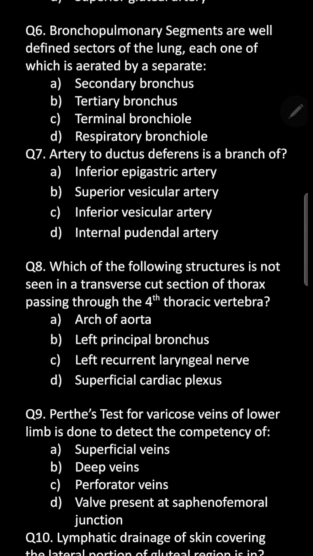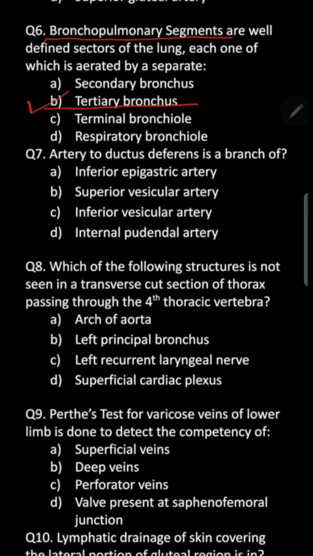Bronchopulmonary segments are well-defined sectors of the lung, each one of which is aerated by a separate secondary bronchus, tertiary bronchus, terminal bronchus, respiratory bronchiole. So easy, it comes into the definition of bronchopulmonary segment that they are well-defined sectors of the lung. Each one of it is aerated by the tertiary bronchus, which is also called segmental bronchus. The answer here is B.